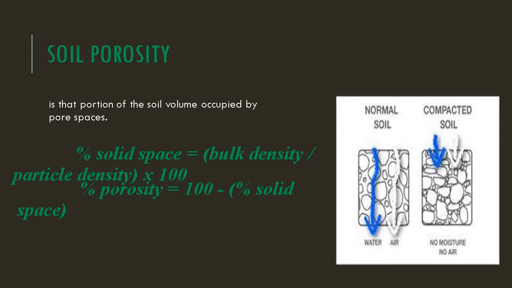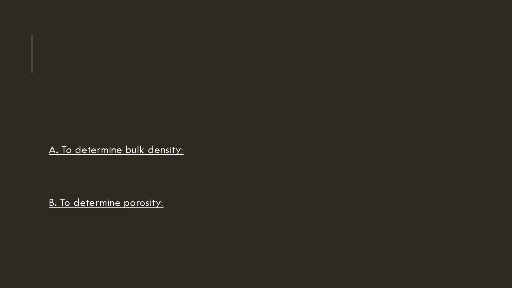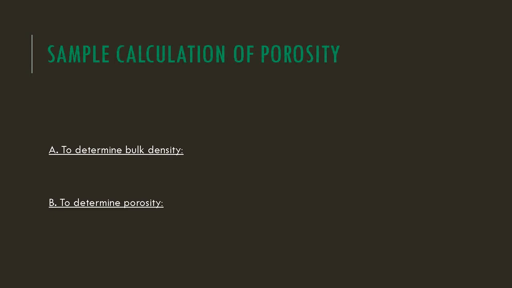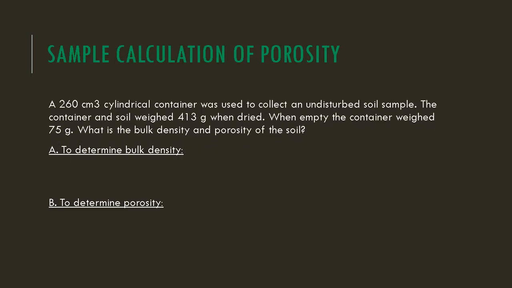Next, we have a sample calculation of soil porosity, and the question goes: a 260 centimeter cube cylindrical container was used to collect an undisturbed soil sample. The container and soil weighs 413 grams when dry. When empty, the container weighs 75 grams. What is the bulk density and porosity of the soil?